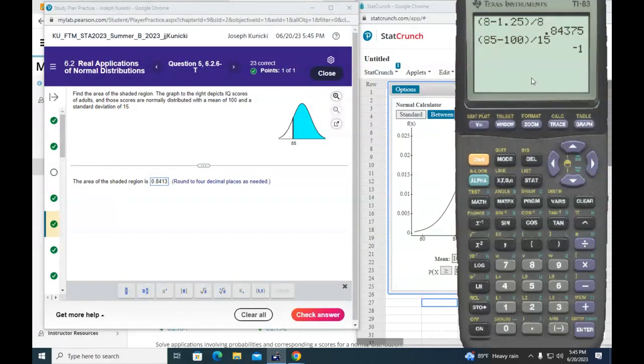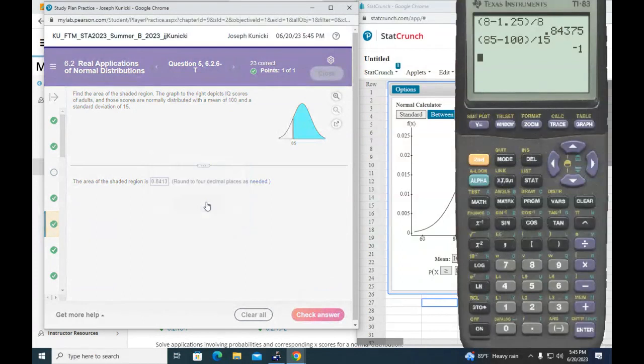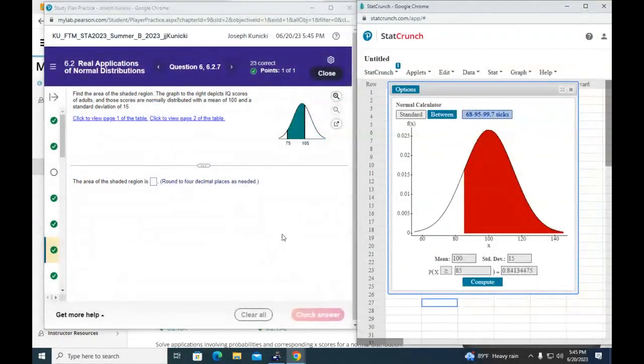And those are the z's, so minus 1. So I would go to the calculator or the table, open it up, and find minus 1. That would give me the probability. All right? But this is a lot easier.